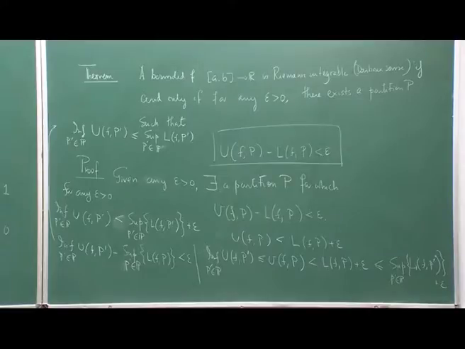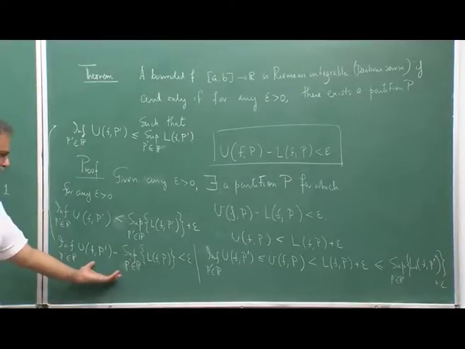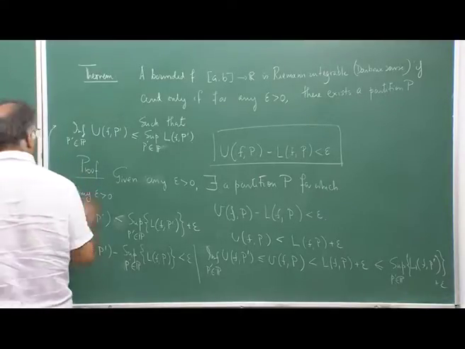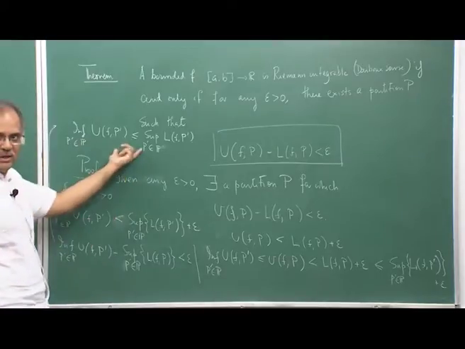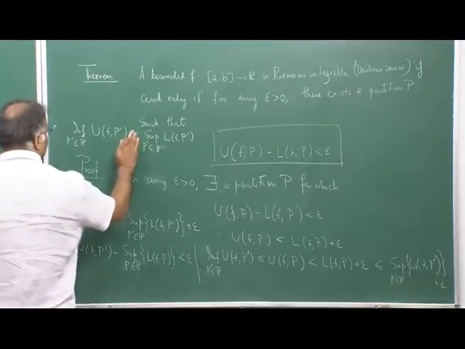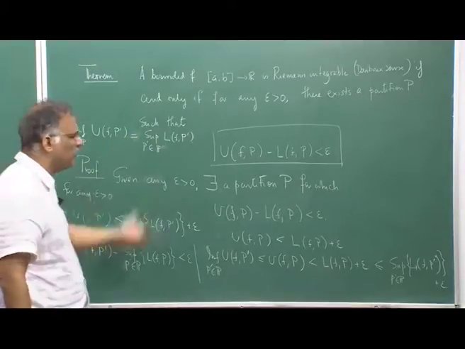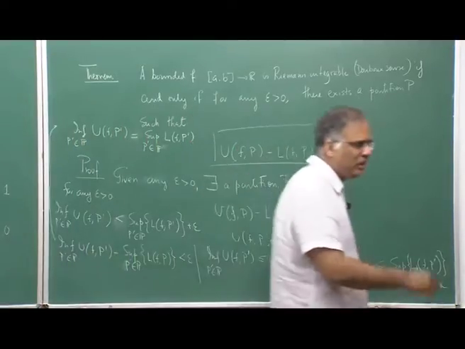Technically, if epsilon is strictly greater than 0, then this quantity should be 0, because this quantity is always bigger than this quantity. Obviously, we have already studied that the inf of this is always bigger than this. So essentially what we get from here is this. And once we get this, you know that this common value is nothing but the integral. So, the integral exists.